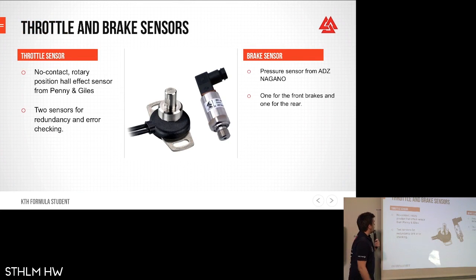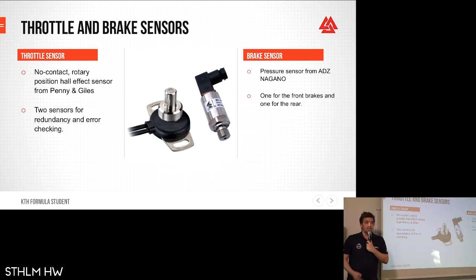All right, let's start with throttle and brake sensors. Here we have sponsors from Panagile and also ADC Nygren, where Panagile makes our linear sensors, and we have two because we do need it to be robust. If one sensor breaks, the other one will detect that and shut down the car.